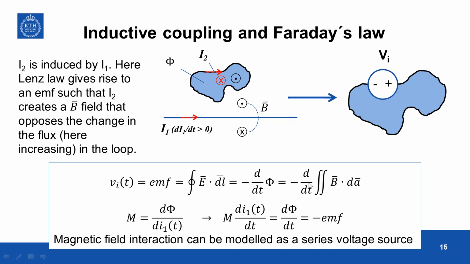So we can connect Faraday's law to this circuit parameter M. M is nothing but d phi by d I1 in this current. Then that is equal to d phi by dt, or EMF. So the magnetic field interaction can be modeled as a series voltage source. This follows from chapter 2.